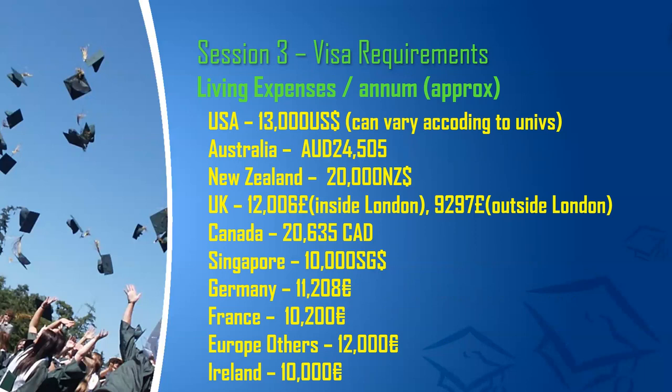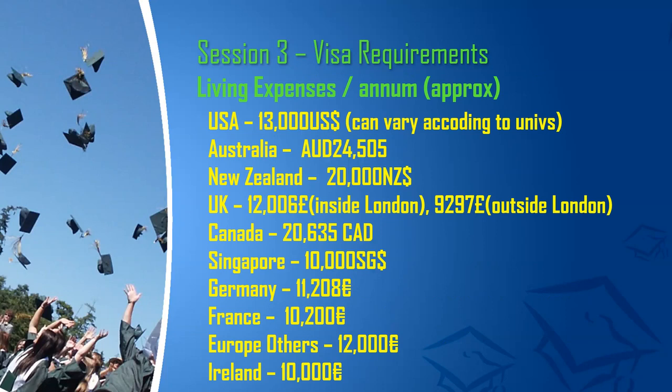Now you might ask me, what is outside London and inside London? UK immigration has designated 32 boroughs or areas considered inside London. So if your university is located inside these 32 boroughs, then you need to show funds as good as 12,006 pounds. If it is outside London, for example, in Birmingham, Coventry, Manchester, Scotland, Wales, you need to show only 9,297 pounds for the living expenses for 1 year.